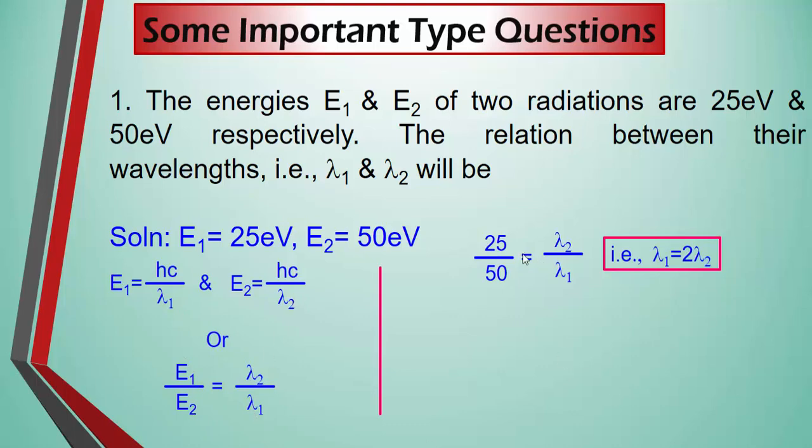So let's put that value. 25 for E1 and 50 for E2 will be equal to lambda 2 by lambda 1, that is lambda 1 is equal to 2 times the value of lambda 2. It is such a simple numerical, but when you read, you might get confused. So here is a simple method to solve this. Hope you understood this. Now the answer is lambda 1 is equal to 2 times lambda 2, which is option A.